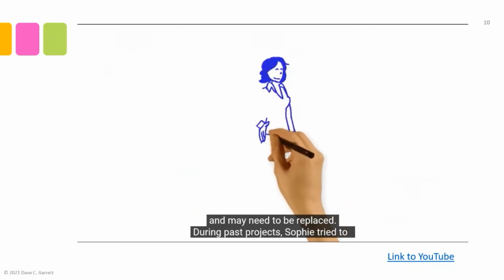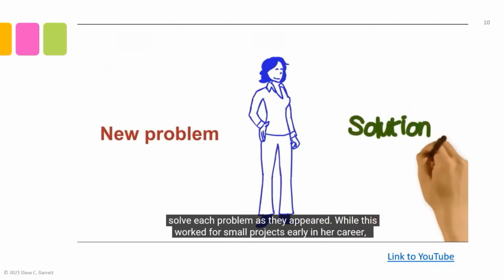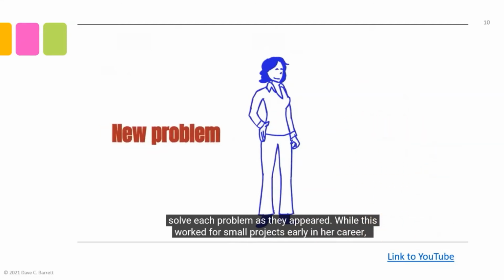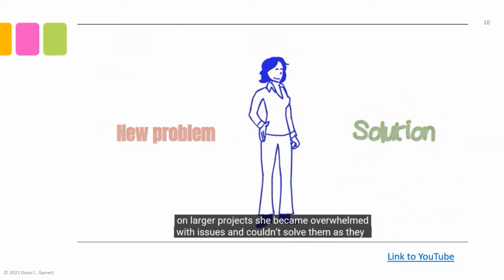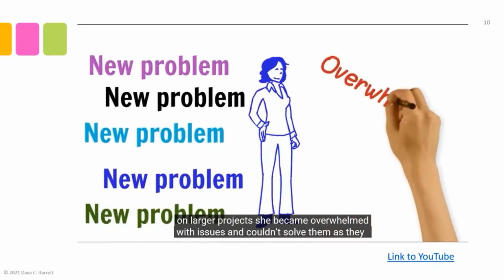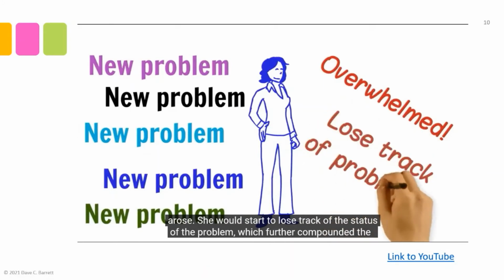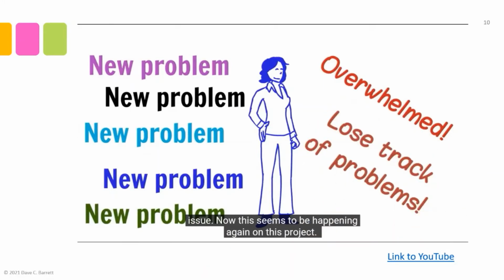During past projects, Sophie tried to solve each problem as they appeared. While this worked for small projects early in her career, on larger projects she became overwhelmed with issues and couldn't solve them as they arose. She would start to lose track of the status of the problem, which further compounded the issue. Now this seems to be happening again on this project.